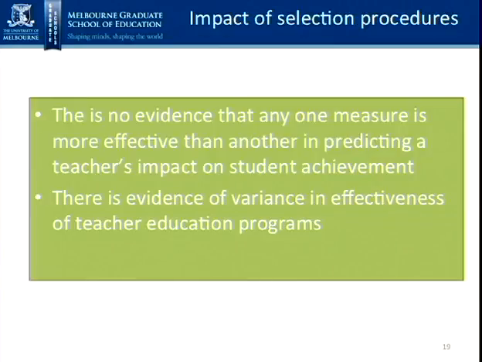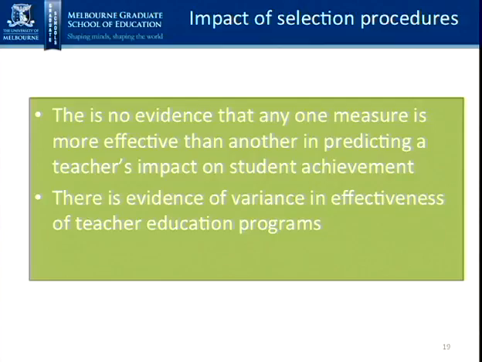So this is important. Just to recap, there's no evidence that just one measure on its own is more effective than another in predicting a teacher's impact on student achievement. But what we do see is beginning evidence of a range of factors, and this is certainly the research of the Hub and the research that we think really needs to be done at this point. What are those factors in combination? And Georgia will talk a little bit more about that in the next part of our session.